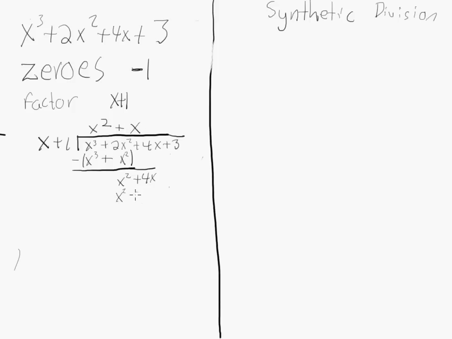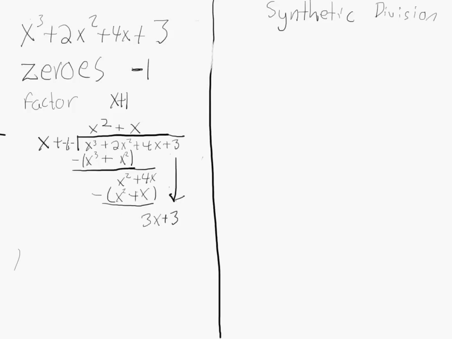X times 1 is just x. And once again, I need to subtract. Well, x squared minus x squared is a 0, and 4x minus x gives me 3x. And now we can see that this is in fact a factor. If there was any indication that it may not be a factor, which we would have taken care of by graphing and checking to see if we actually got a 0, we could see after this step that it is truly a factor because we are going to get no remainder.